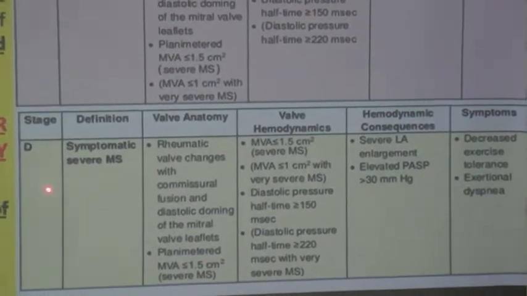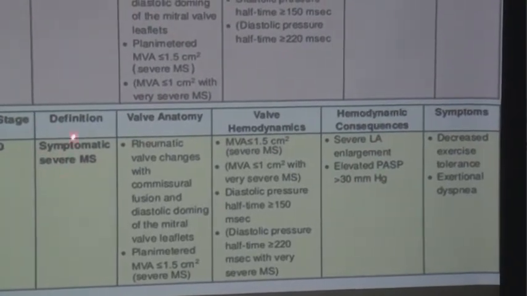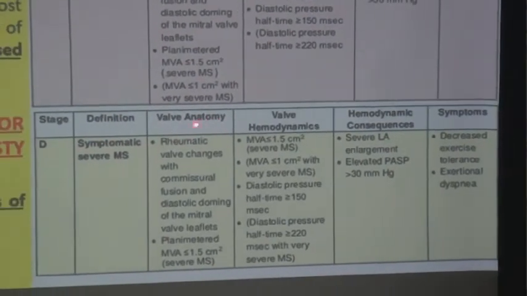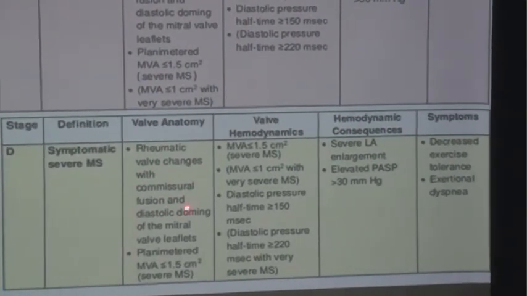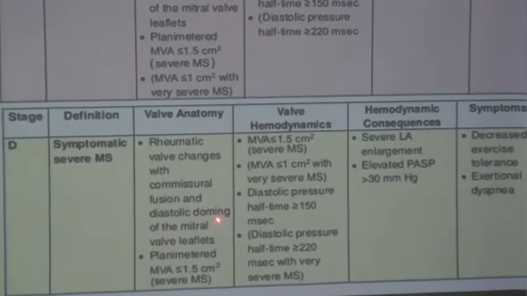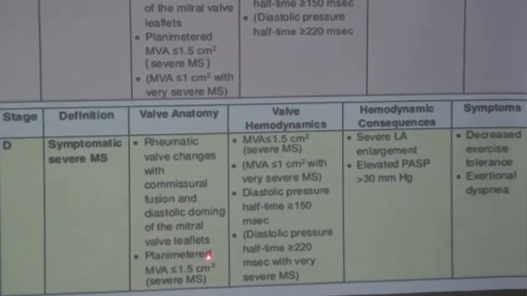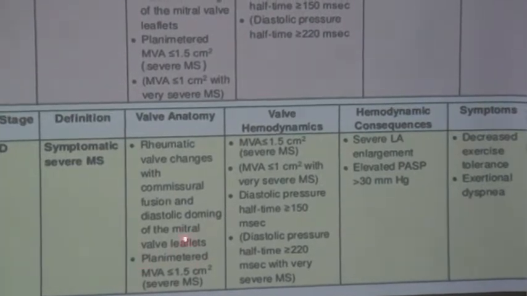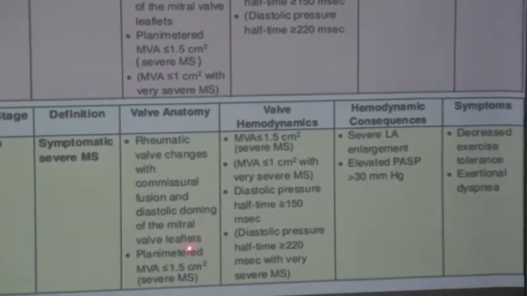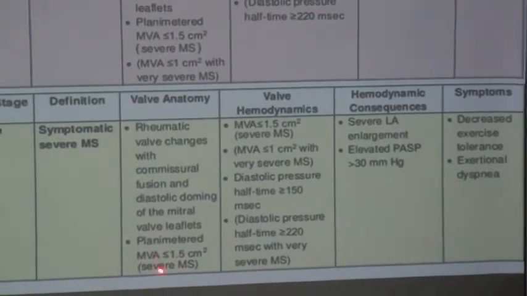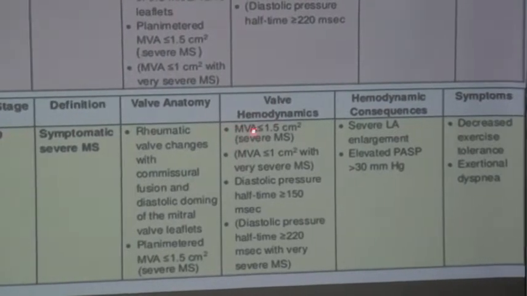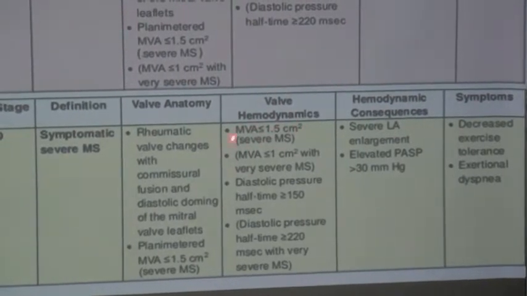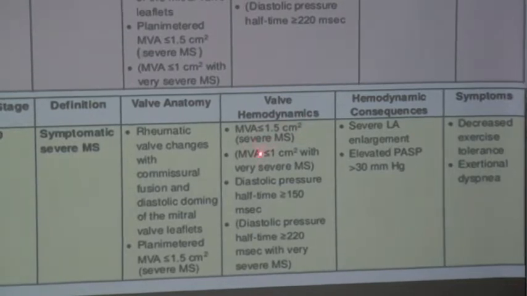Here we have symptomatic severe mitral stenosis. Regarding valve anatomy, rheumatic valve changes with commissural fusion and diastolic doming of the mitral valve leaflets, and planimetered mitral valve area is less than 1.5 centimeter square, meaning severe mitral stenosis. Now regarding valve hemodynamics, mitral valve area is less than 1.5 centimeter square, meaning severe mitral stenosis, or it can be less than 1 centimeter square, meaning very severe mitral stenosis.